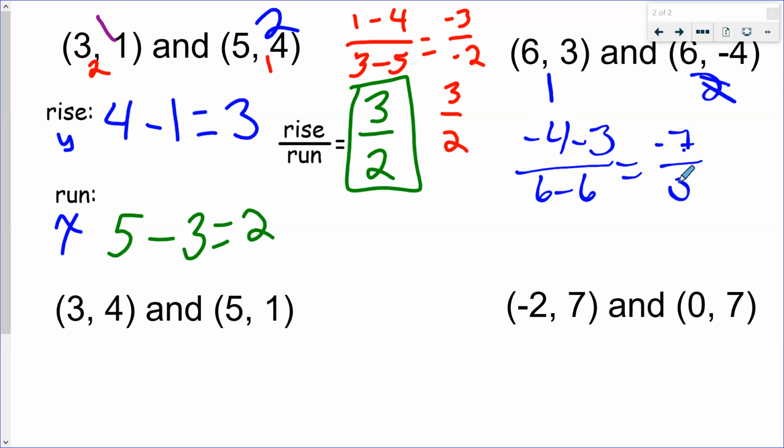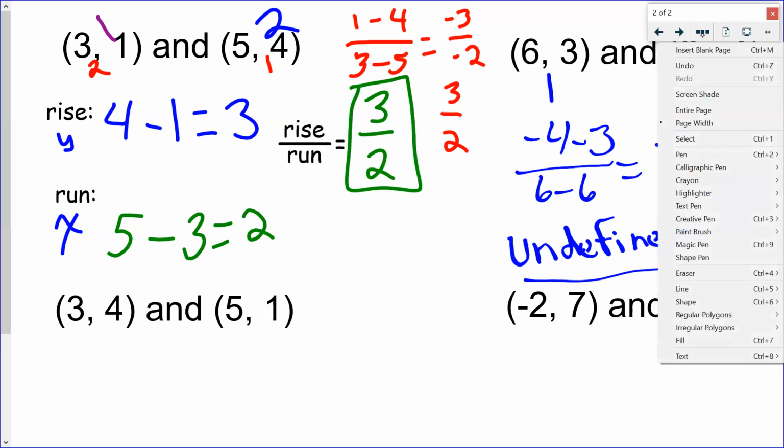So, well, Mr. Harris, is that my slope? -7 over 0? Well, what do we remember yesterday? We talked about if 0 is in the denominator, our slope is then called undefined. And if you remember, undefined is a vertical line. So when you calculate this, the 0 is in the denominator, it's an undefined slope, which means a vertical line.